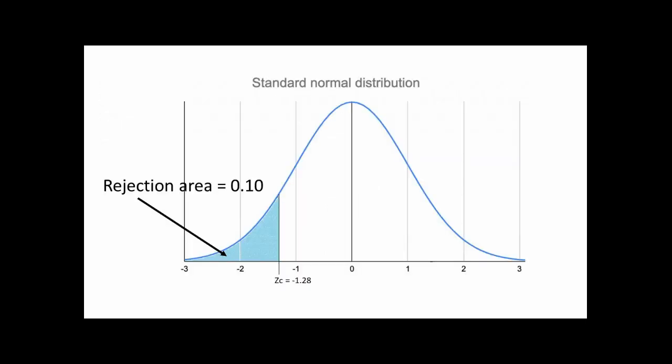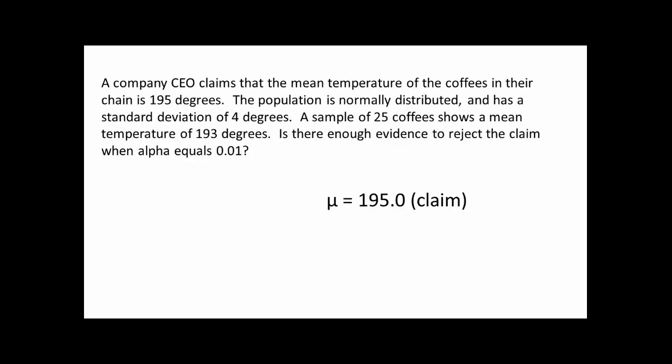Now, on the other hand, if the level of significance was different, 10% for example, then we would get a critical value of negative 1.28. And at this level of significance, we would be able to reject H0, and there would be enough evidence to support the claim. So that level of significance can be pretty important. Let's try another example.